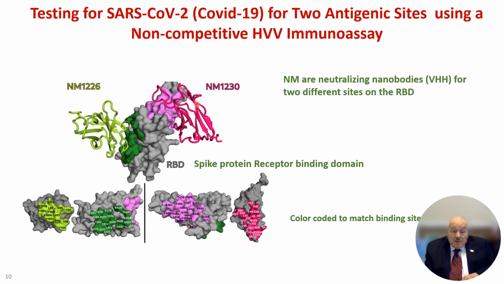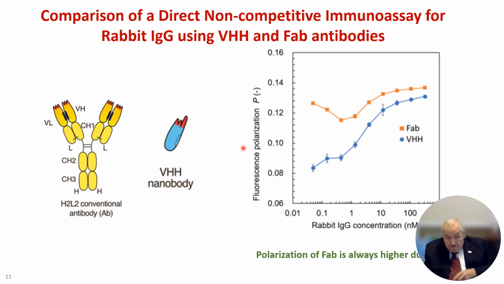So if these were immunoglobulins, this section here would be 10 times as large. It would probably be coming off the page on both sides. So it would be difficult to get two binding sites. Here's the immunoassay results they had for the receptor binding domain.